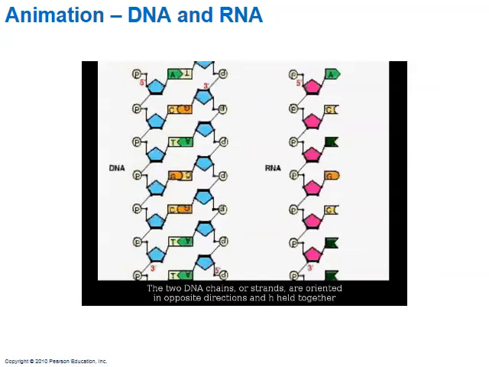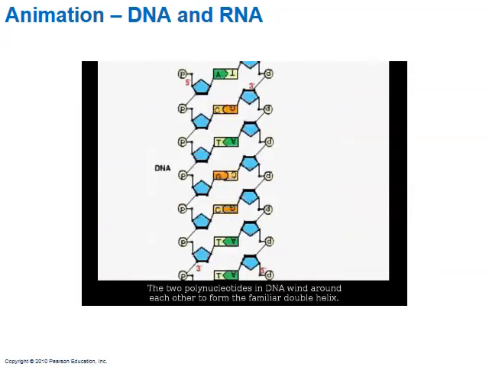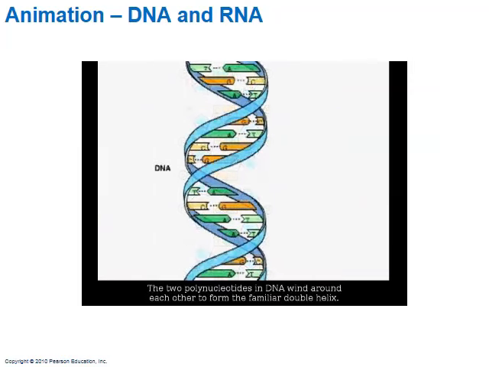The two DNA chains, or strands, are oriented in opposite directions and held together by hydrogen bonds between the nitrogenous bases on opposite strands. Because of their sizes, shapes, and arrangement of polar groups, the DNA bases form complementary pairs. Adenine pairs with thymine, and cytosine pairs with guanine. The two polynucleotides in DNA wind around each other to form the familiar double helix.